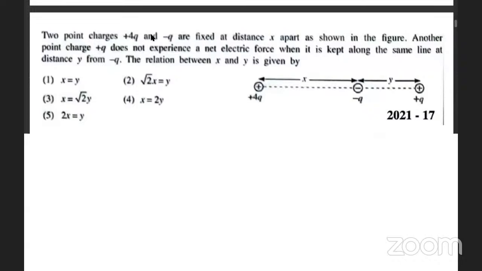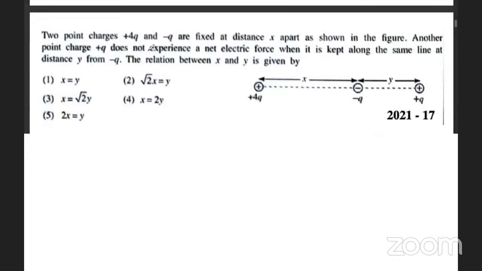Two point charges plus 4q and minus 4q are fixed at distance x apart as shown in the figure. Another point charge plus q does not experience a net electric force when it is kept along the same line at distance y from minus q. The relation between x and y is given by... Okay, so first it's better if you try this question and then you watch it, then only you will be able to realize where you go wrong.